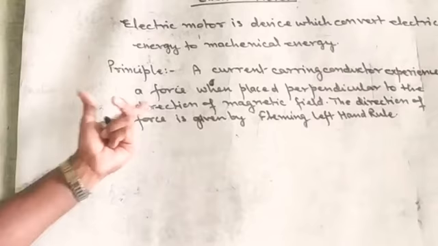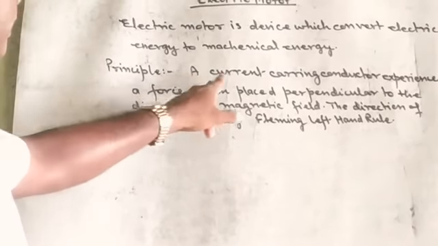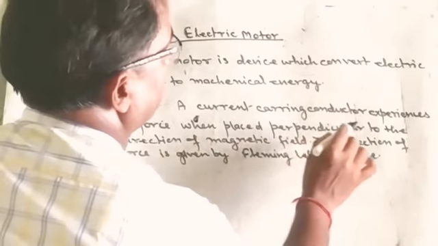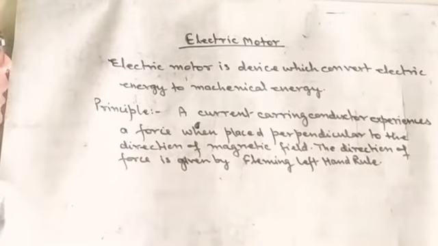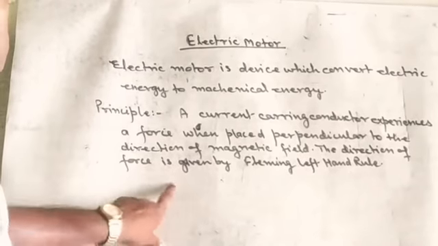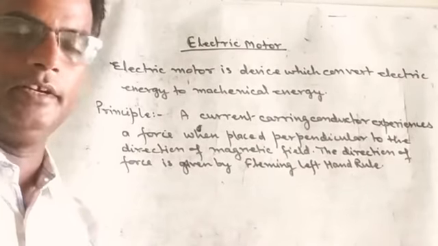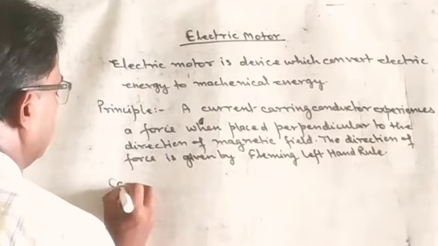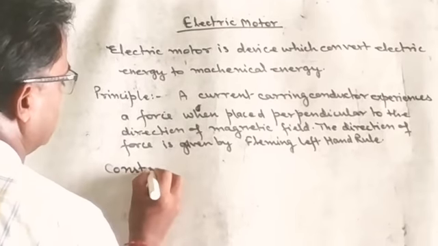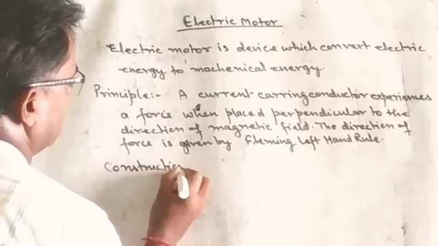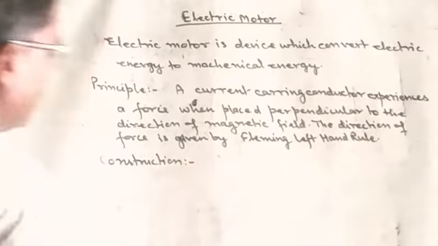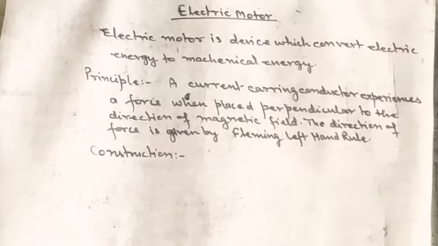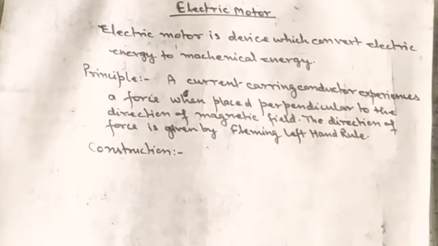You see here, what is the principle of an electric motor? A current carrying conductor experiences a force when placed perpendicular to the direction of the magnetic field. The direction of force is given by Fleming's left hand rule. Construction we are studying just now. In the construction of an electric motor, a few points are needed to study.